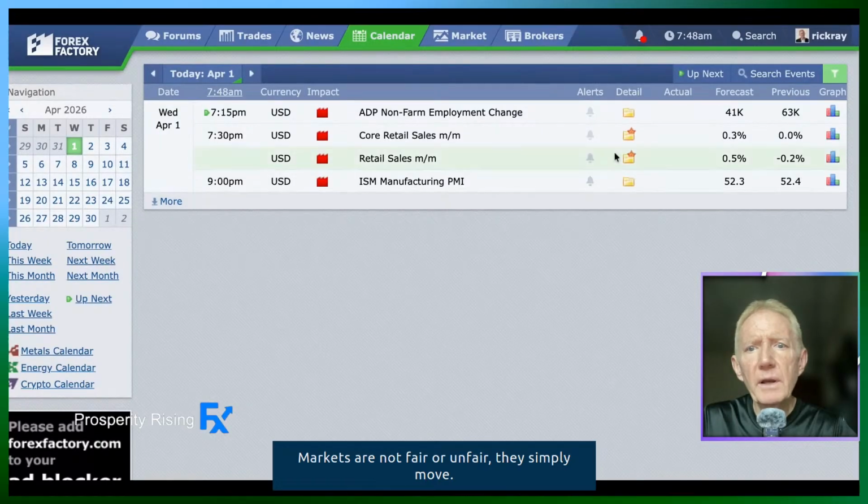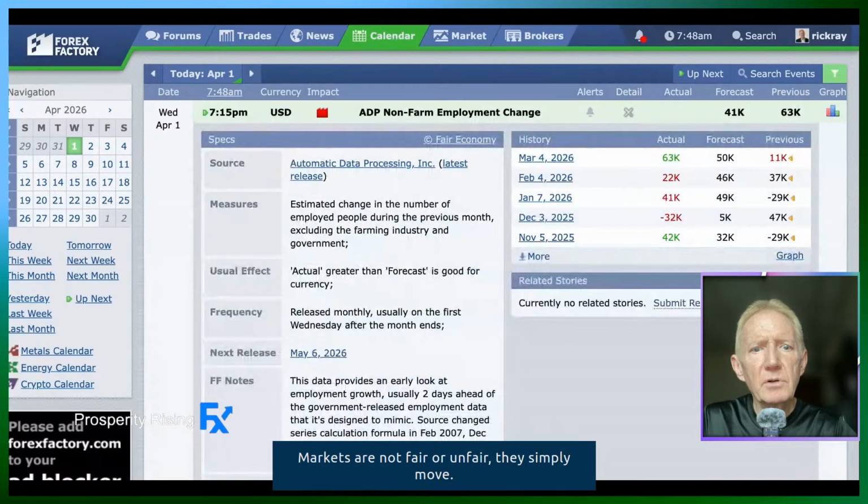If you ever want to know what any of those things mean, just click this little box over here and it will tell you all about it. The ADP non-farm employment change is an estimated change in the number of employed people during the previous month, excluding the farming industry and government. So this is kind of a preview of the non-farm, which is coming on Friday. It's an estimated change, but it still has a big impact.